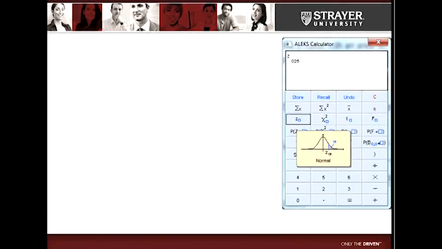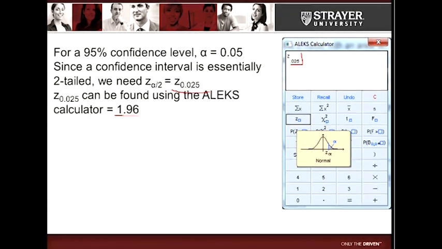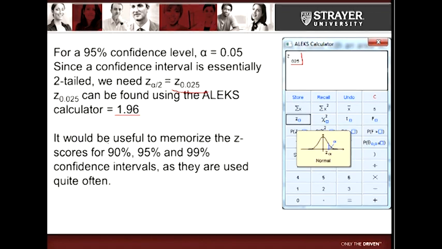Okay, so plugging in our Z for the 95% confidence interval, that's 0.025 for the two tails. We get Z of 0.025, which is 1.96. And it would be useful to you to memorize the Z-scores for 90%, 95%, and 99%, since they're used quite often. Okay, I recommend you memorize those. 90% is 1.645, 95% is 1.96, and 99% is 2.67. 2.75. Oops, you better plug that into Alex and check.